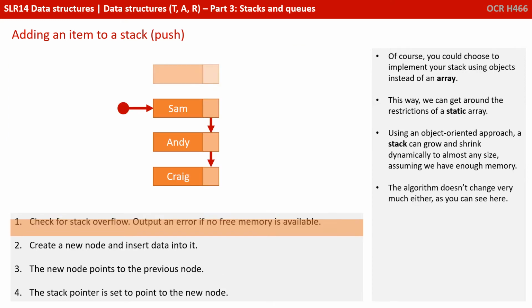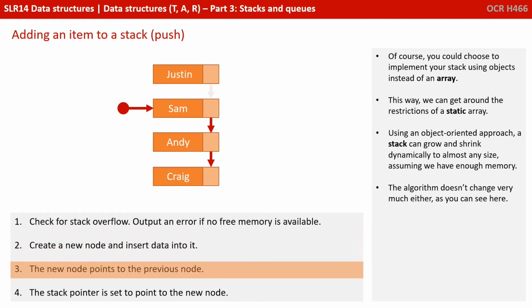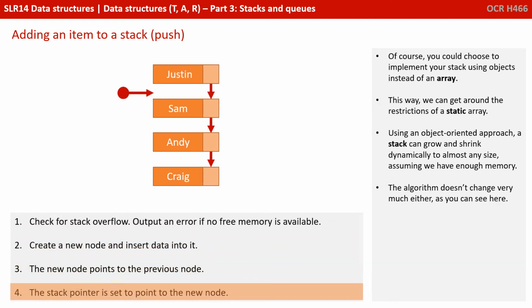Of course, you could choose to implement your stack using objects instead of an array. This way, we can get around the restrictions of a static array. Using an object-oriented approach, a stack can grow and shrink dynamically to almost any size, assuming we have enough memory. The algorithm doesn't change very much either, as you can see here.